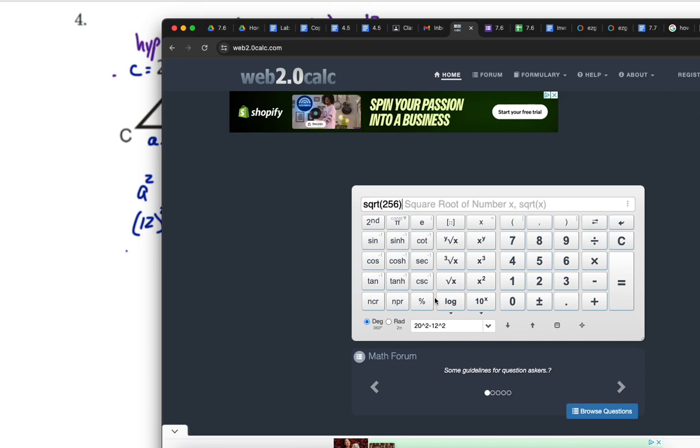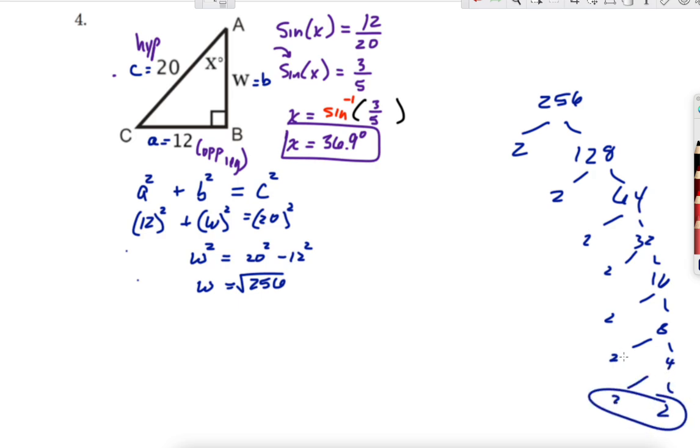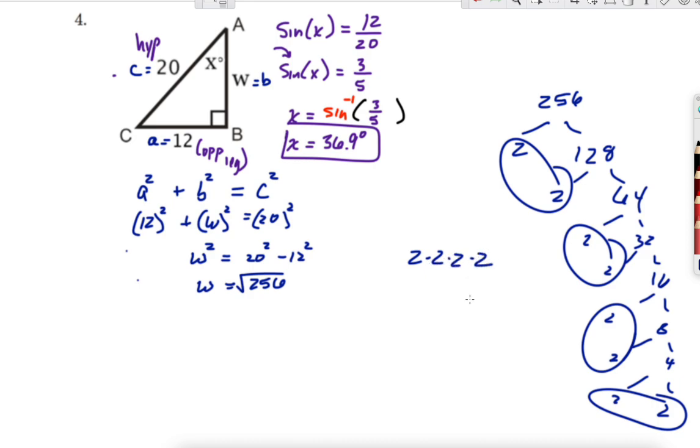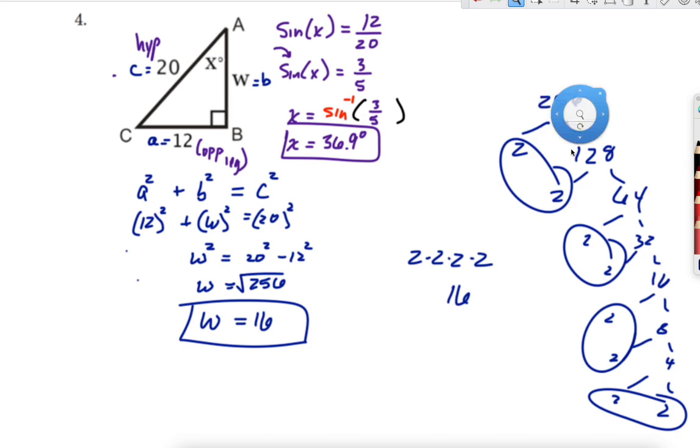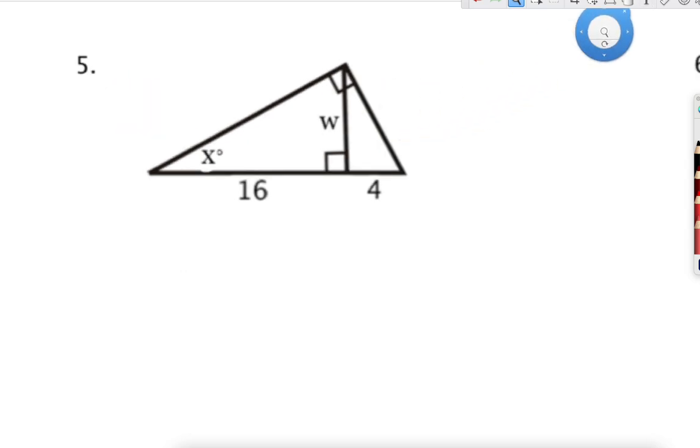So if I take the square root of this answer, it's 16, and we would see that if we kept going here, 32, 2, 16, 2, 8, 2, 4, 2, 2. Got a pair, another pair, another pair, and another pair. So that means 2 times 2 times 2 times 2. That's 16. So actually, the square root of this is 16. Perfect square. Sweet. Okay, there we go. One of these problems.